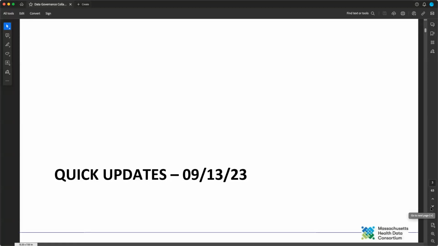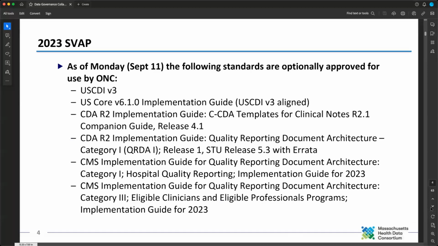The first update, this is a 2-slide update, is that the 2023 SVAP process, which is the standards advancement process, went into effect this past Monday, September 11th. And so the following standards are now optionally approved for use by ONC. So you are not at this point required to use them, but if you want to, you may, and you will still be in compliance with ONC certification.